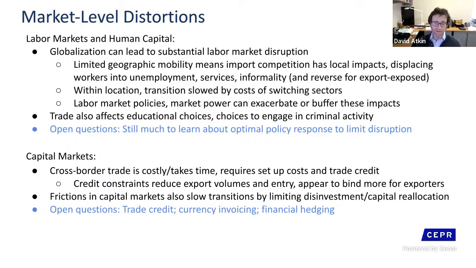We've seen that both in India, in Brazil, in Mexico, even in China. And so what that means is there are these local labor market effects whereby within regions that have a lot of concentration in the industries which either lose out or benefit from trade, we see concentrated impacts. And when we're facing more import competition, those locations have seen greater unemployment, with workers also moving into the service sector, often the informal service sector.